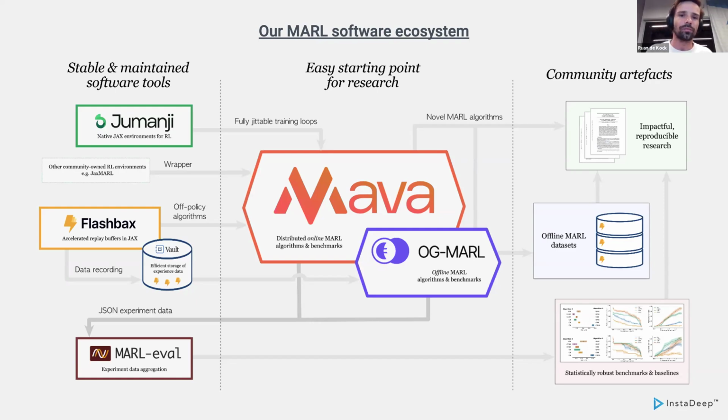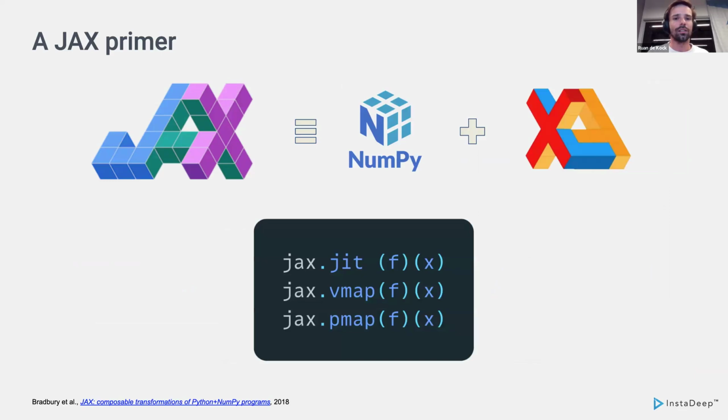and then all of this culminating in impactful research that we believe will be reproducible as well. This ecosystem is built on JAX, like we mentioned, but to give you a little primer on JAX, it's becoming more and more popular as time goes by. Just for everyone to be on the same page, in a nutshell, JAX is NumPy that can be differentiated and can compile down to XLA code to run really, really fast on modern accelerators like GPUs and TPUs.